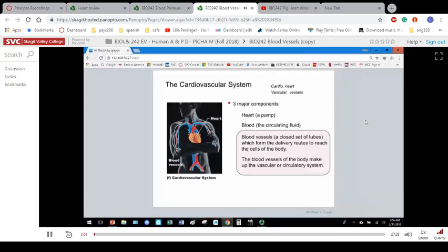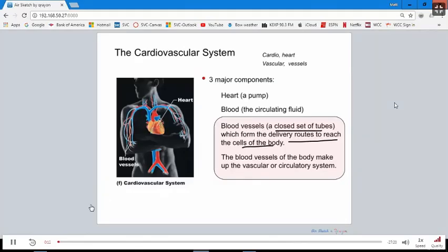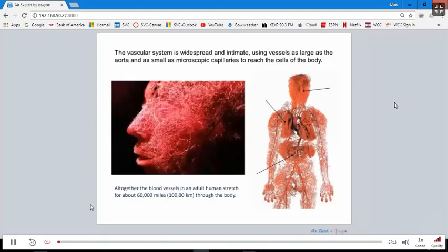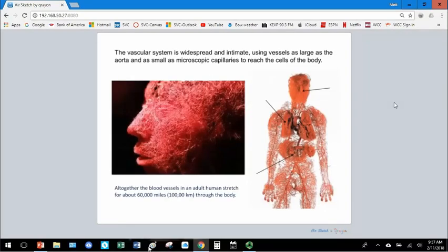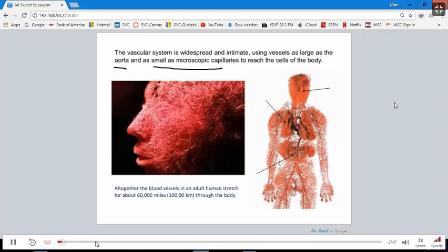All right, so the last part of the cardiovascular system we're going to talk about are the blood vessels, and these are those closed set of tubes that form the delivery routes to the cells of the body. So the vascular system is widespread and intimate. It uses its vessels, as large as the aorta and as small as the microscopic capillaries, to reach the cells of the body. You can see just how intimate and how elaborate all of these blood vessels are.